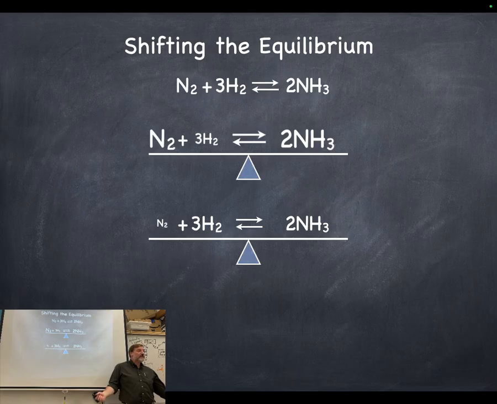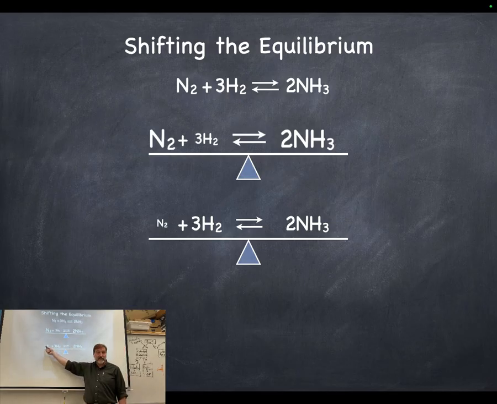Does it get faster or slower? Slows down. Lower concentrations. What happens to the reverse reaction when I take out nitrogen? Nothing. The reverse reaction is governed by the ammonia only. The reverse reaction rate depends only on the ammonia.